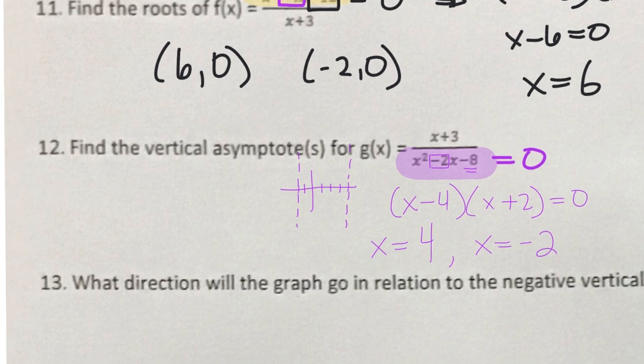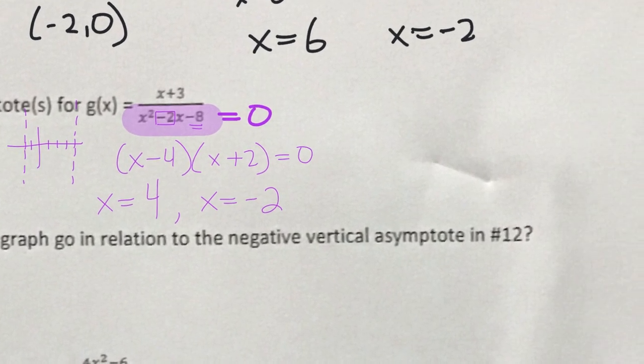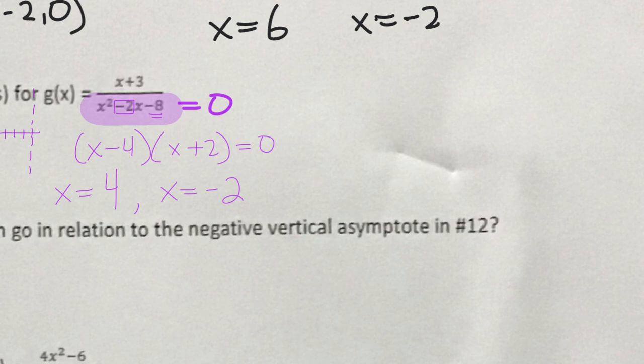Okay, our next question says, in what direction will the graph go in relation to the negative vertical asymptote? So let's see what we're being asked about. So this is the negative vertical asymptote, right? -2 is a -1, and then we have +4. So we're looking at, right, basically our table.